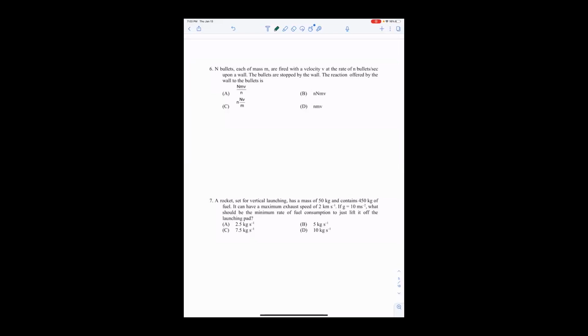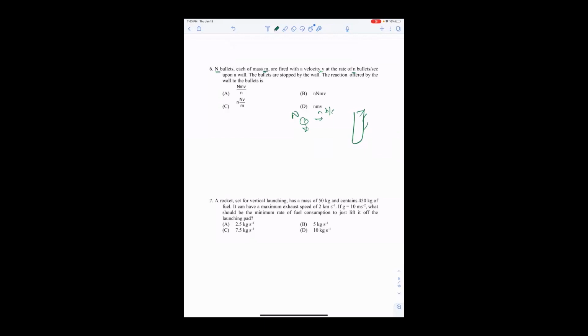So solve those questions. N bullets, each of mass M, are fired with a velocity V at the rate of N bullets per second. So there are a total of capital N, each of mass M, fired with velocity V, at n bullets per second upon a wall. The bullets are stopped by the wall. So there is a wall, and an Iron Man here who has a total of N bullets, firing n bullets per second.